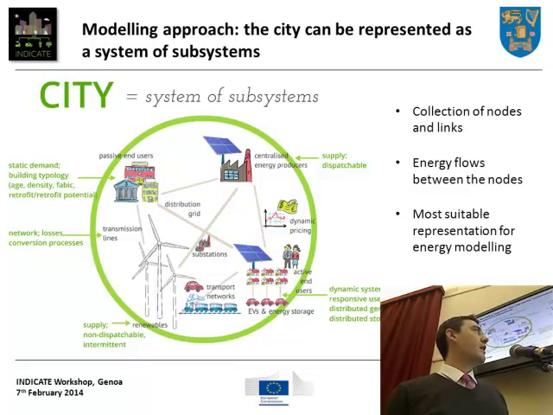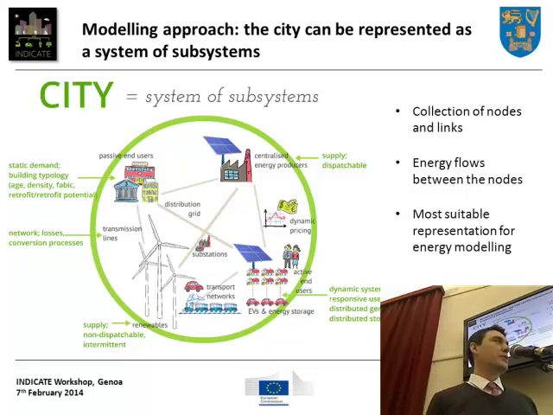So we have a selection of nodes which represent the energy sinks and the energy sources. Energy sources being power stations, places where energy is generated, such as renewable sites like wind farms, hydroelectric dams, and so on. Then the sinks where the energy is used. So primarily this is buildings, but also transport networks and public services such as lighting, street lighting, and telecoms. And then the energy flows from the sources to the sinks. And this is the most suitable representation in terms of energy modelling.